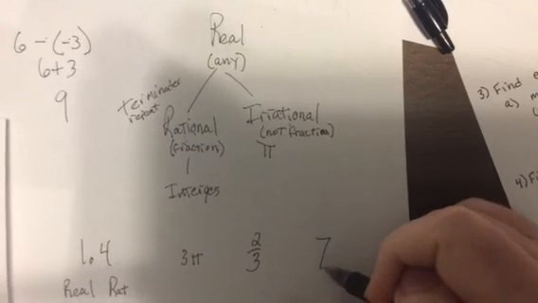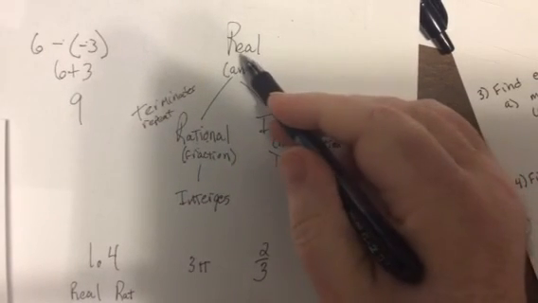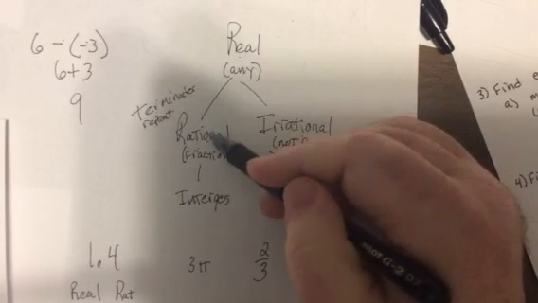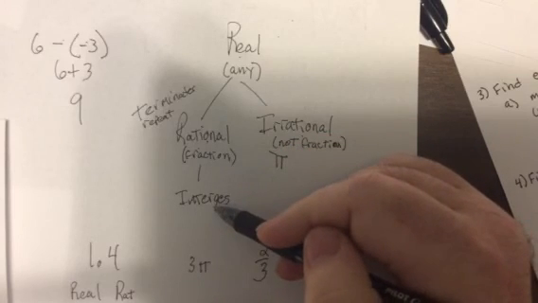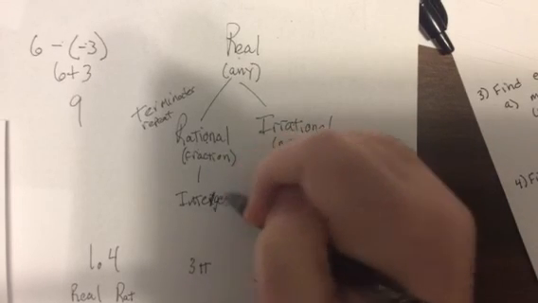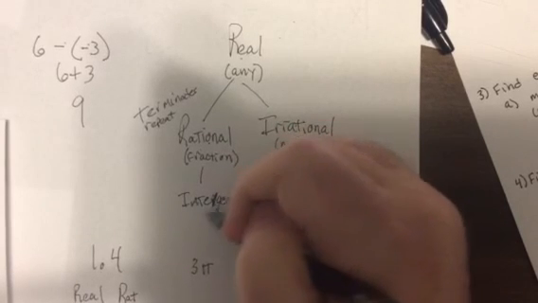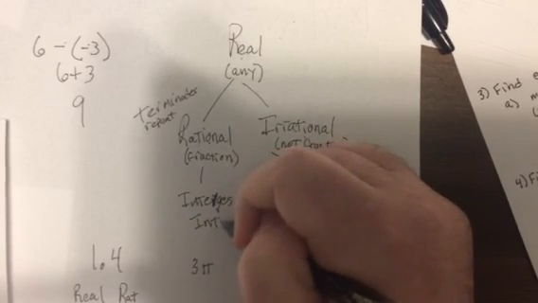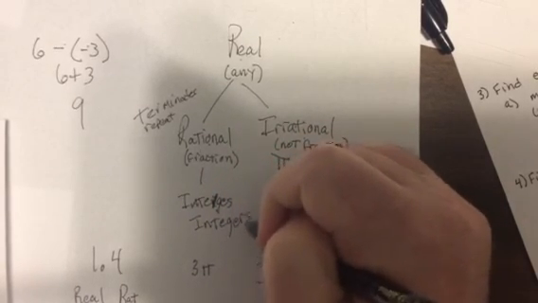If I said 7, you would say real, rational, and integer. Well, I spelled that wrong. I'm sorry. Integers. I-N-T-E-G-E-R-S. I'm trying to go too fast.